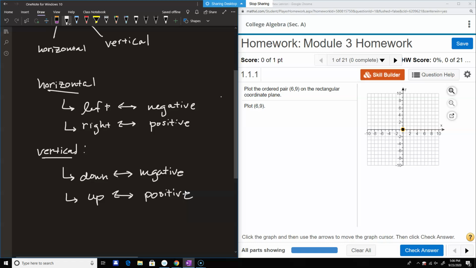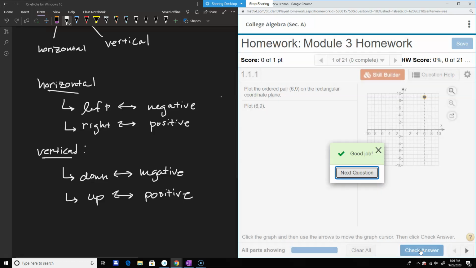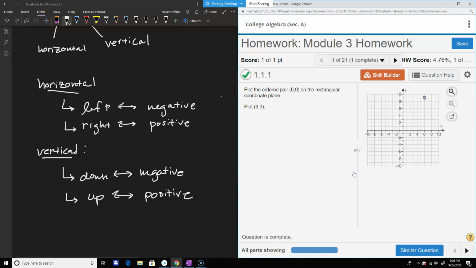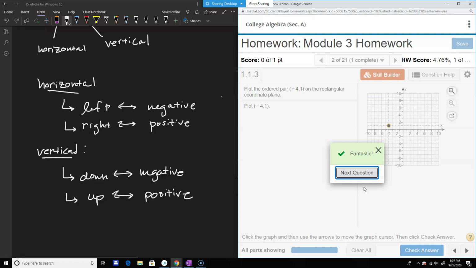So for this one, we're plotting 6, 9. That means we're going to go 6 units to the right and then 9 units up. So here, and then go up 9, which is right here. You can make this a bit bigger if you want, but that should be 6, 9. So we check our answer, all set. Then same thing here. So negative 4, 1 is telling us go left 4 and then up 1. So we go to negative 4 and then up 1. And again, that one's all set.